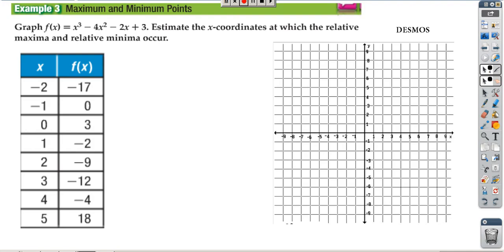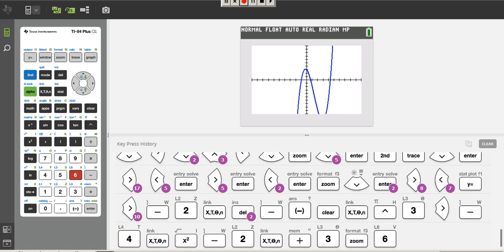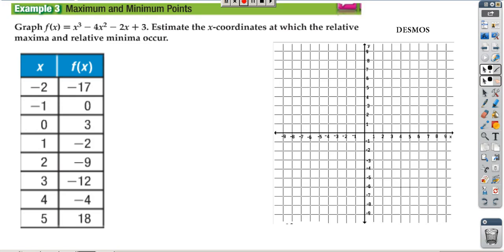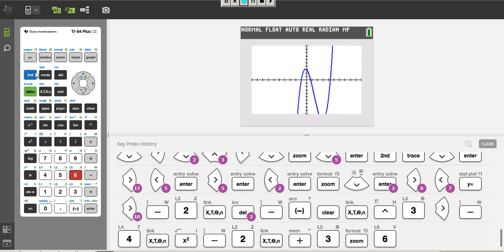Well, again, we know that this is to the third power, so it should have at most 2 turning points, and it does. You can see one is on the top, one is a little bit lower. The question is, estimate the x-coordinates at which the relative max and min occur. So there's an easy way to find that.